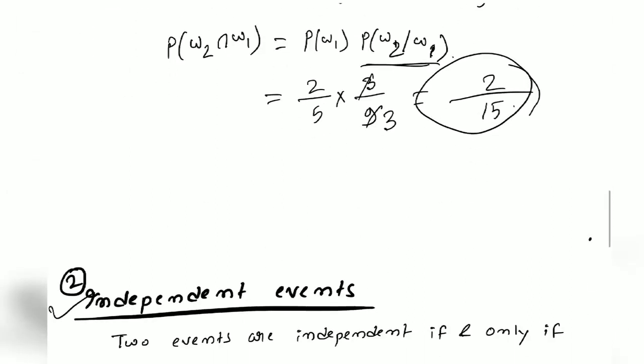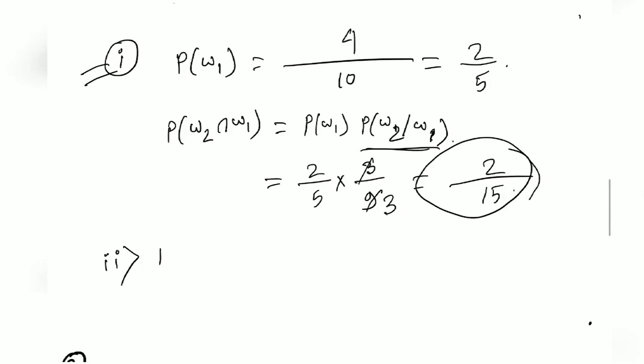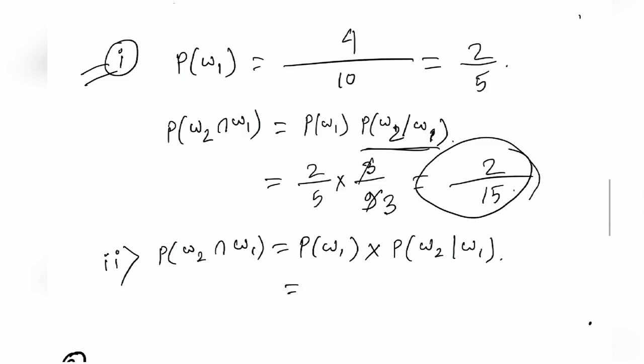Now let's solve the second one. In the second one we have been given the same thing, W2 intersection W1, so we will write it accordingly, P of W1 into P of W2 given W1, right? So what is P of W1? It's 2 by 5, right?